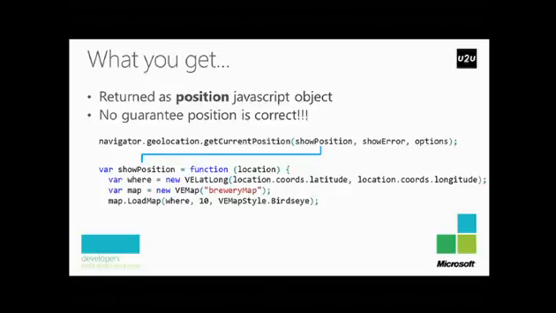And of course, if the user says no, or it cannot determine position, it's going to call another method, this show error method, that's going to, well, okay, I'll show you in a moment. So if I want to do show position, I can then just ask, for example, Virtual Earth, show me that position. Fairly basic code.